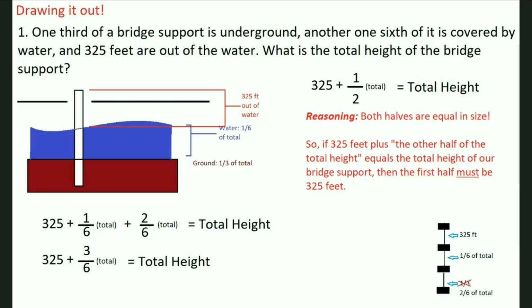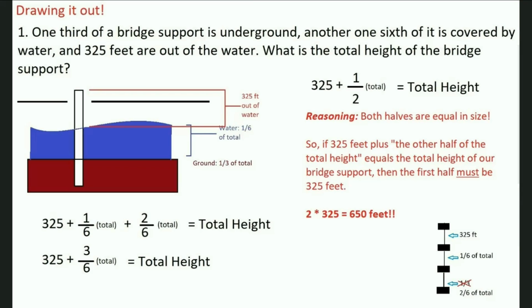Now remember what I said, both halves have to be the same size in order for it to be a half. If you have 10, then half of 10 has to be 5. It's not going to be 4, it's not going to be 3. Half of 10 has to be 5, so that means the other half has to be 5. And in the same way, if half of this bridge support is 325 feet, that means the other half has to be 325 feet. So all we do is multiply by 2. 2 times 325 is 650 feet.